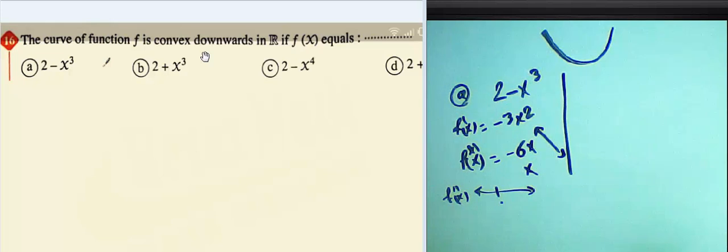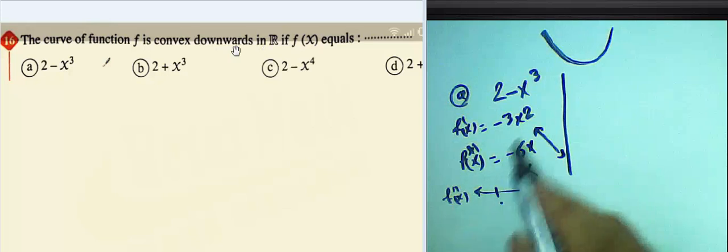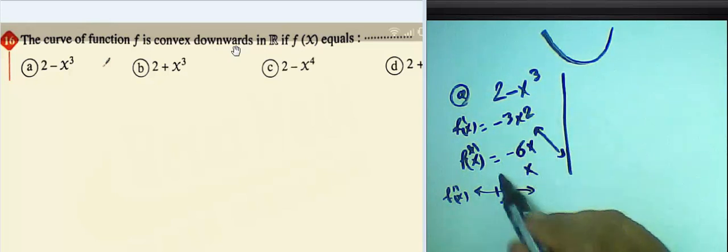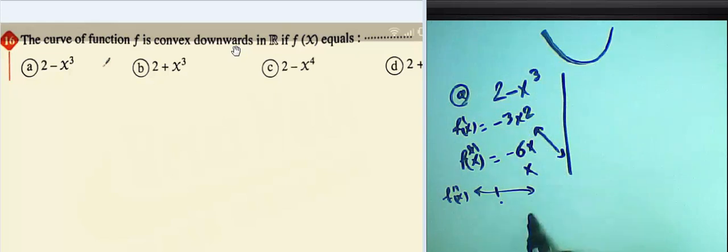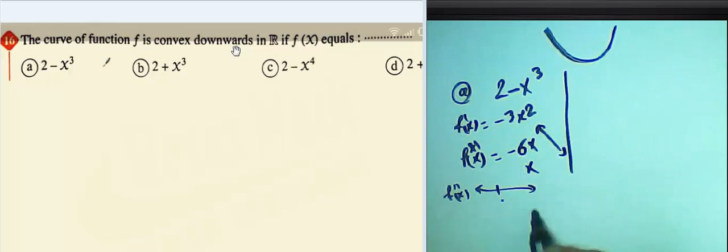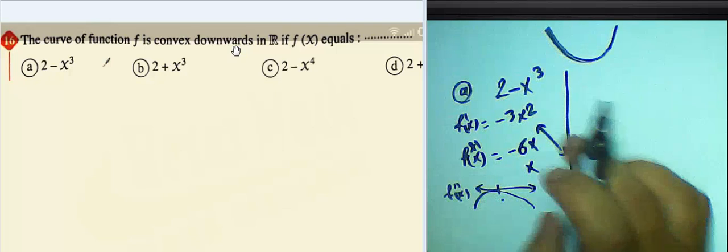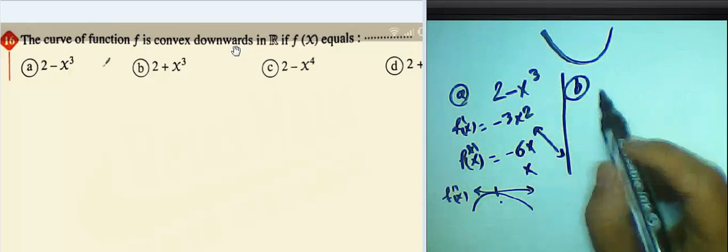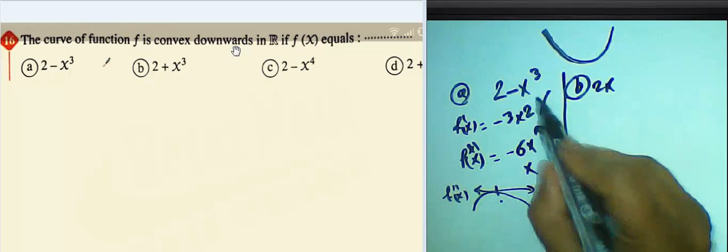But he asked in the example for downwards in R. We know f dash of x equals negative 3x^2, x equals 0, and with the negative here, it will be up. The curve will be up here. But he asked about what? Downwards. So look at letter B here, with 2x, so it's false, okay?